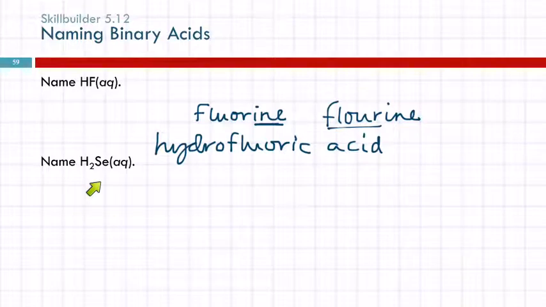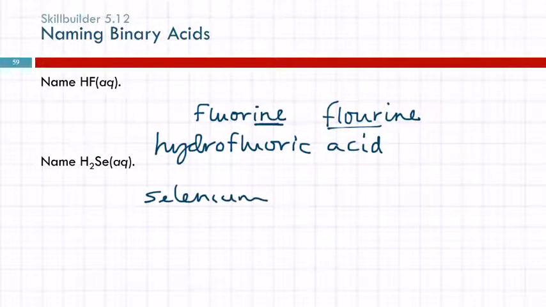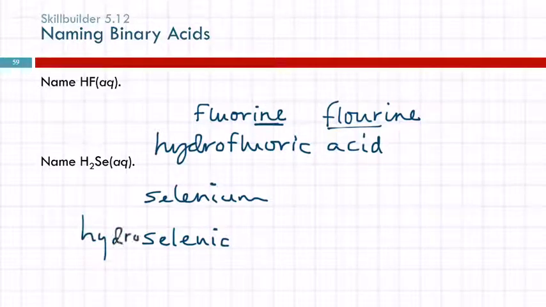Here's H2Se. Well, what's the name of the element whose symbol is Se? Selenium. So we're going to change the ending of that to ic: selenic. And we're going to put hydro in front and the word acid at the end. Hydroselenic acid. Even though there are two hydrogen atoms, we don't state that.